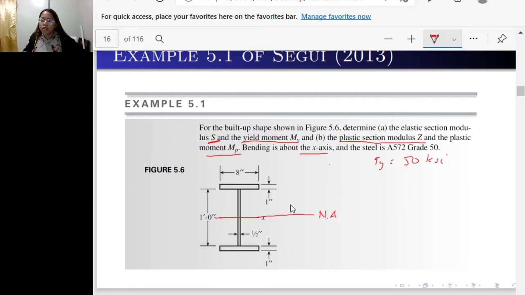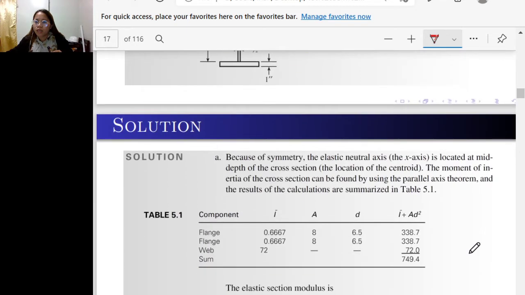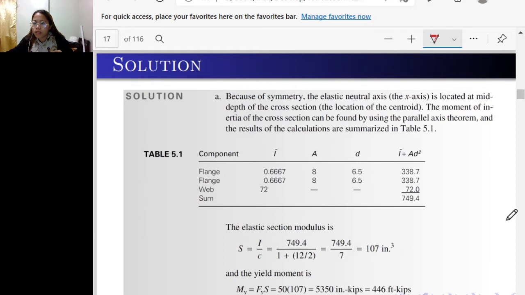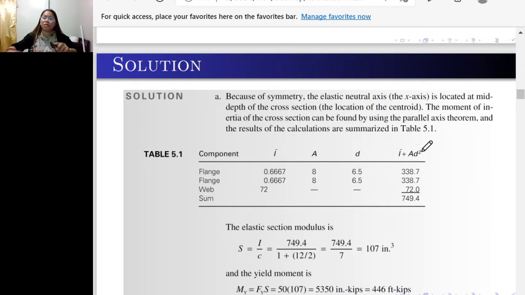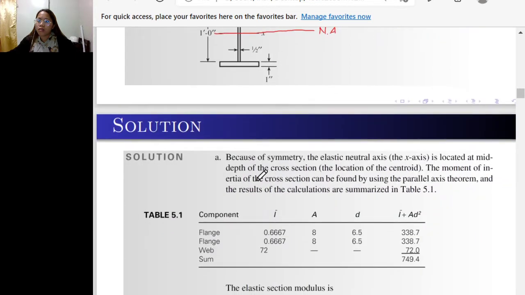So the moment of inertia of the cross-section can be found by using the parallel axis theorem, and the results of the calculations are summarized in the table. I believe you already learned this in your statics of rigid bodies, how to get the moment of inertia by parallel axis theorem. So you have these two flanges, the upper and lower flange.